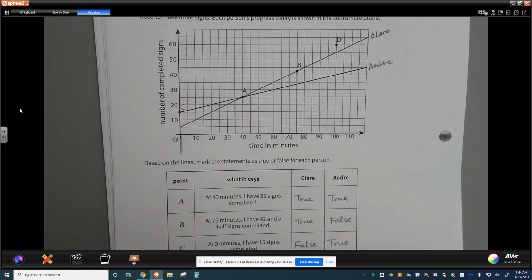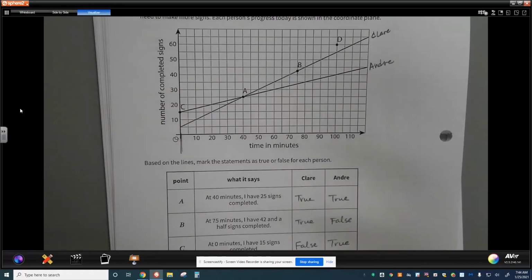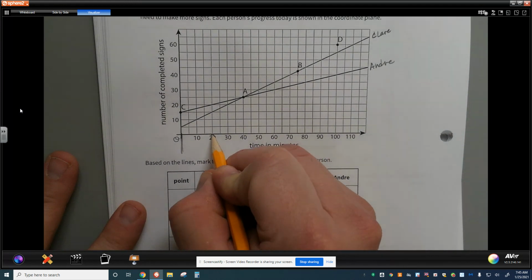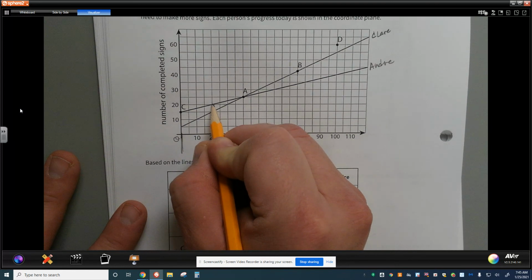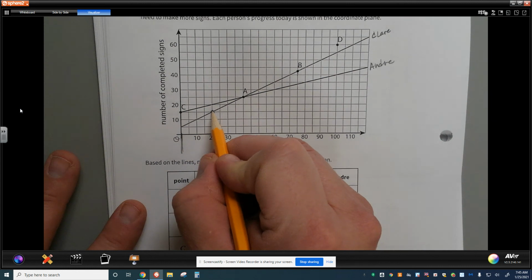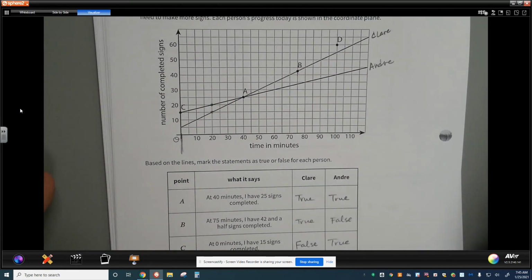So interpreting the graph, we can see that as a linear equation, they're making a certain number of signs every single minute. We can see that Claire, while she started out with fewer signs, really got into gear the next day and made a lot more signs, a lot faster than Andre did. So we could ask ourselves a couple of questions. What is a true statement for Claire and Andre at 20 minutes? Well, we could say at 20 minutes, Claire had made 15 signs, and at 20 minutes, Andre had made 20 signs. So all we're really looking for is that information on the graph.